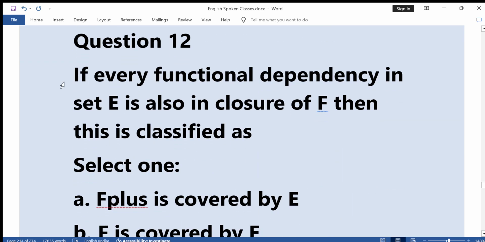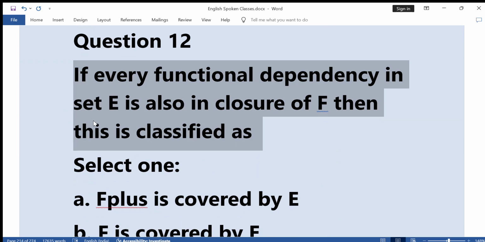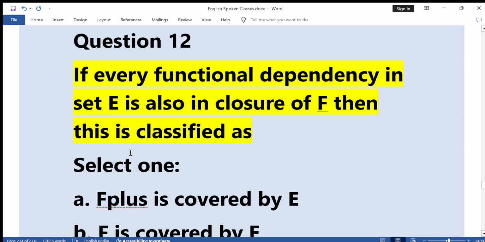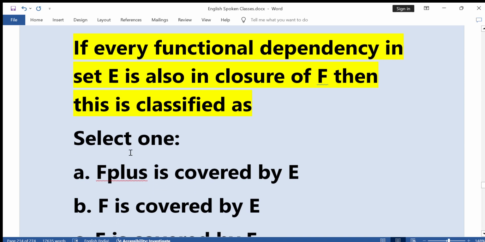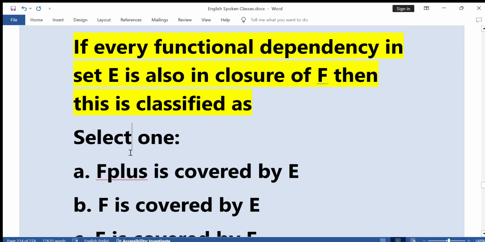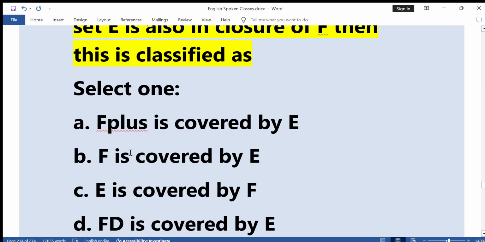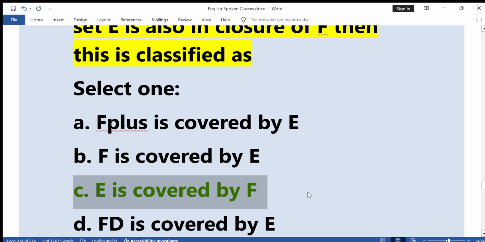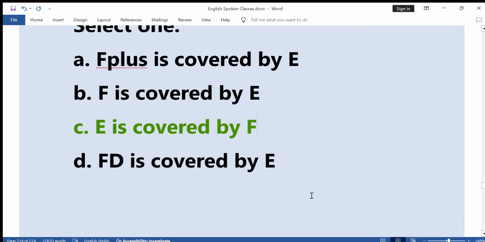Question number 12 is: if every functional dependency in set E is also in the closure of F, then this is classified as, select one. Option A, F plus is covered by E. Option B, F is covered by E. Option C, E is covered by F. Option D, ED is covered by E. Then the answer will be option C, E is covered by F.